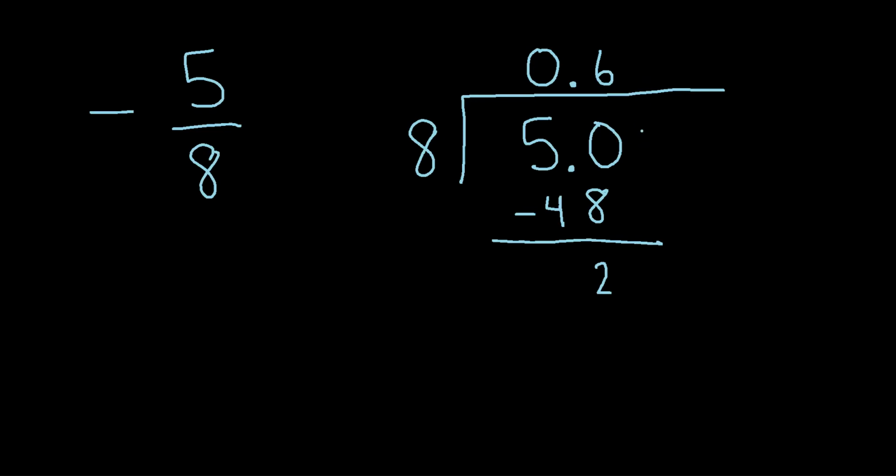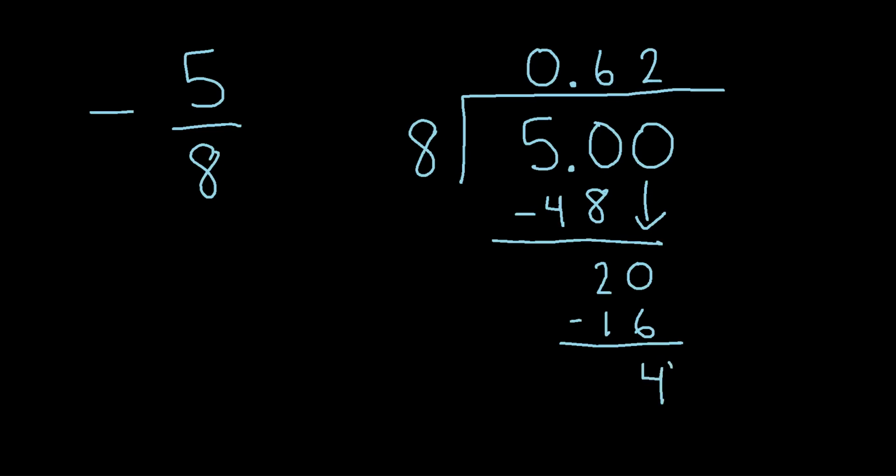So we can use the same trick where we just add another 0. So again, we're not changing the value of 5. We're just adding a bunch of zeros after the decimal place. So we can bring down this 0 and make this a 20. So now we say how many 8s go into 20? Well, that would be 2. So we'll write a 2 right here. Now 8 times 2, that's 16. So we'll subtract 16. 20 minus 16, that's 4.